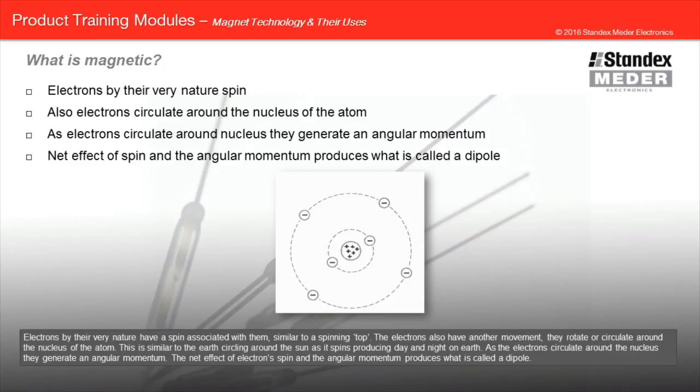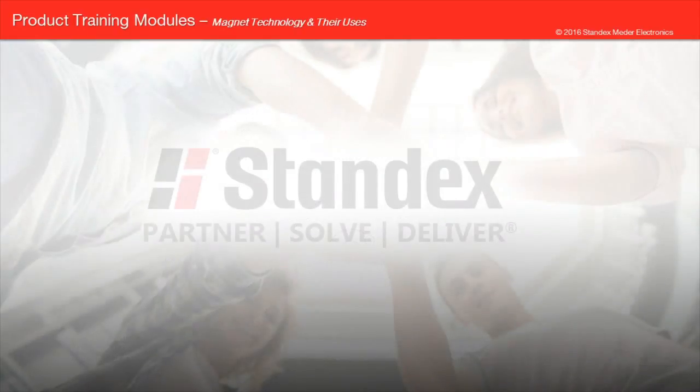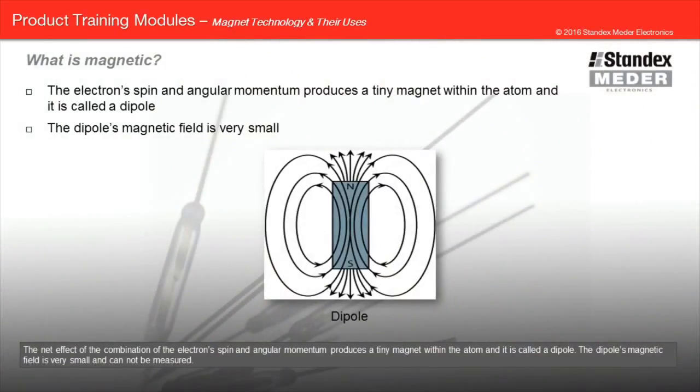The net effect of electrons' spin and the angular momentum produce what is called a dipole. The net effect of the combination of the electrons' spin and angular momentum produces a tiny magnet within the atom, and it's called a dipole. The dipole's magnetic field is very small and cannot be measured.